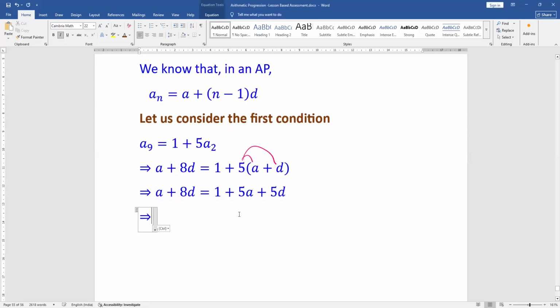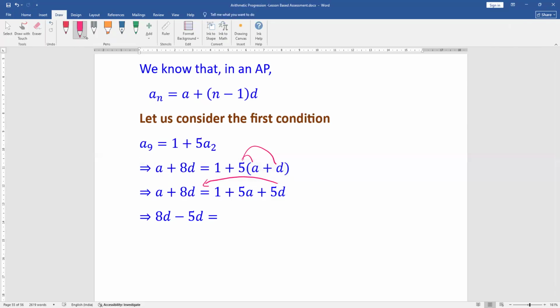Then let us go to the next step. In the next step, what do I do? On the left hand side, A plus 8D stays as it is. Just write that A plus 8D as it is. And then I transpose this 5D to the left hand side. So I just move this 5D to the left hand side. So 8D minus 5D on the left hand side. And I'm going to move this A to the right hand side.